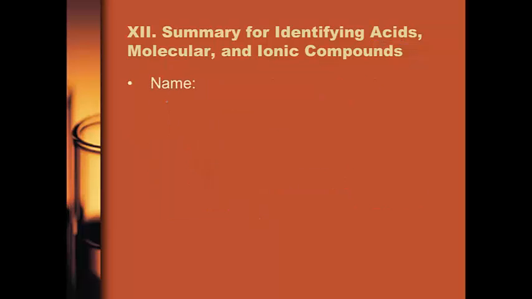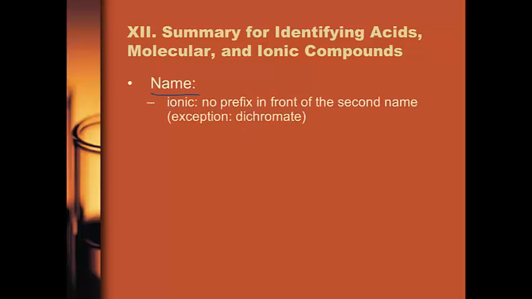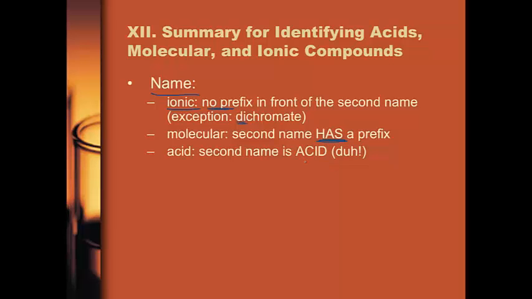Now from the name, which is the important part, because in the rest of the semester you'll be given names and you have to write formulas. If you're given the name, the ionic compound's name has no prefix. The exception is if you see di in front of something, the last name. If it says dichromate, that does not mean it's molecular. It means you have the dichromate ion. Molecular compounds, the second name has a prefix. Acids, from the name, says acid.